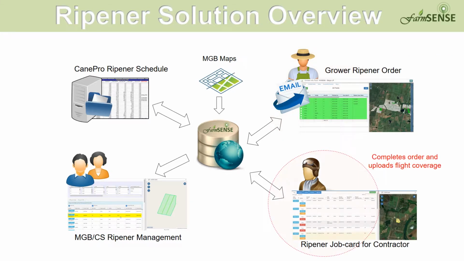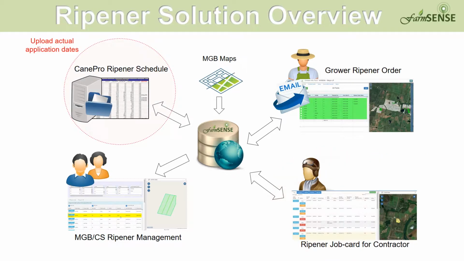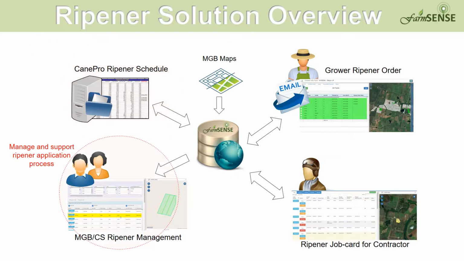Ripener orders placed by farmers are assigned to a Ripener contractor for spraying. Completed orders are uploaded to the system and actual application dates written back to CanePro. Mill Group Board and cane supply officers monitor the process through interactive reports generated by the system. Now we will move on to the Ripener tutorial.